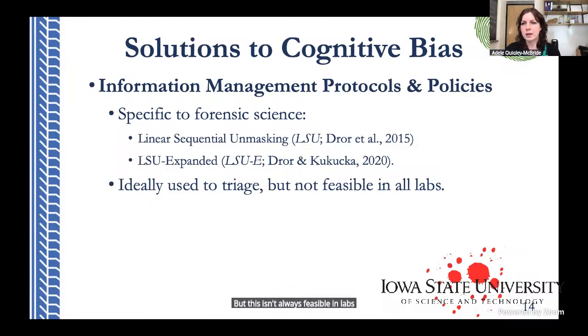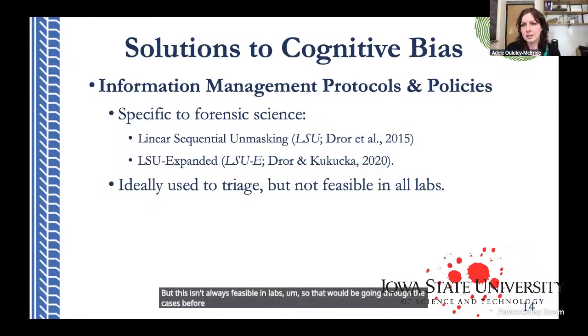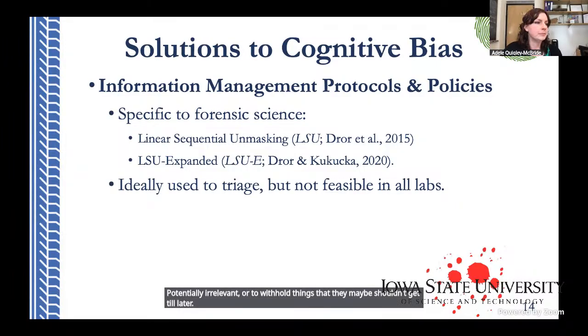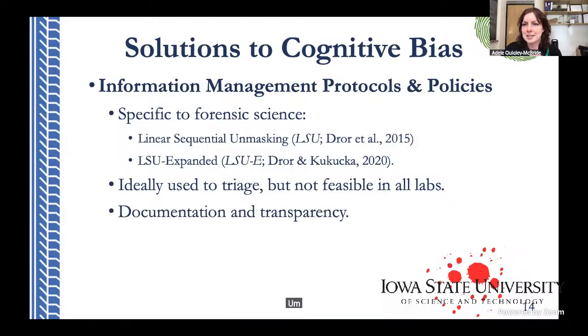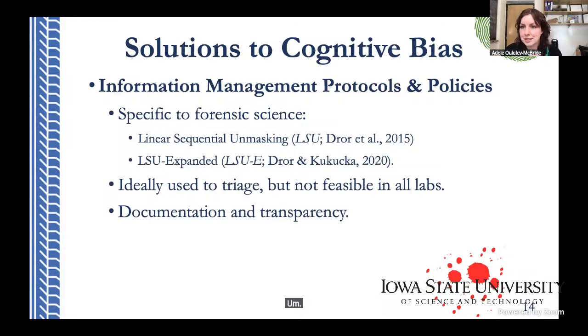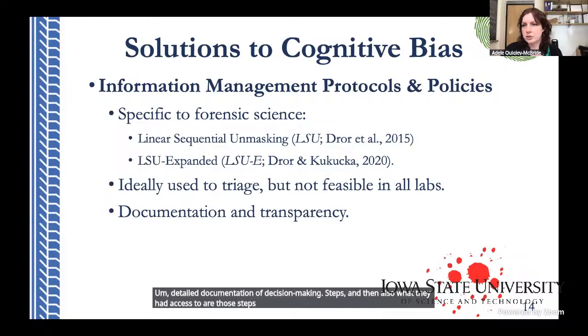So that would be going through the cases before they get to the examiner to remove anything that's potentially irrelevant or to withhold things that they maybe shouldn't get till later. The other thing to take away from information management protocols is that they typically recommend detailed documentation of decision-making steps, and then also what they had access to at those steps, and just transparency.